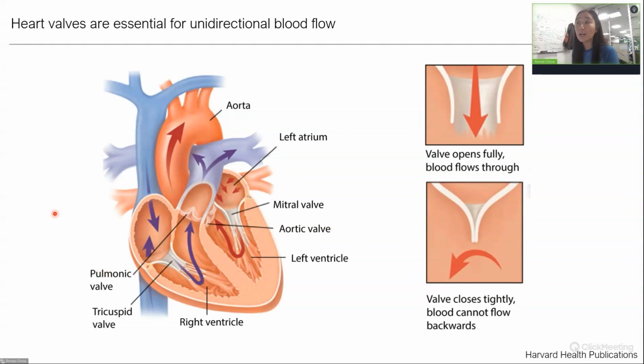The human heart has 4 heart valves, here, here, here, and here. When they're working properly, they open fully to allow blood to flow through, and then they close completely to prevent blood from flowing backwards.